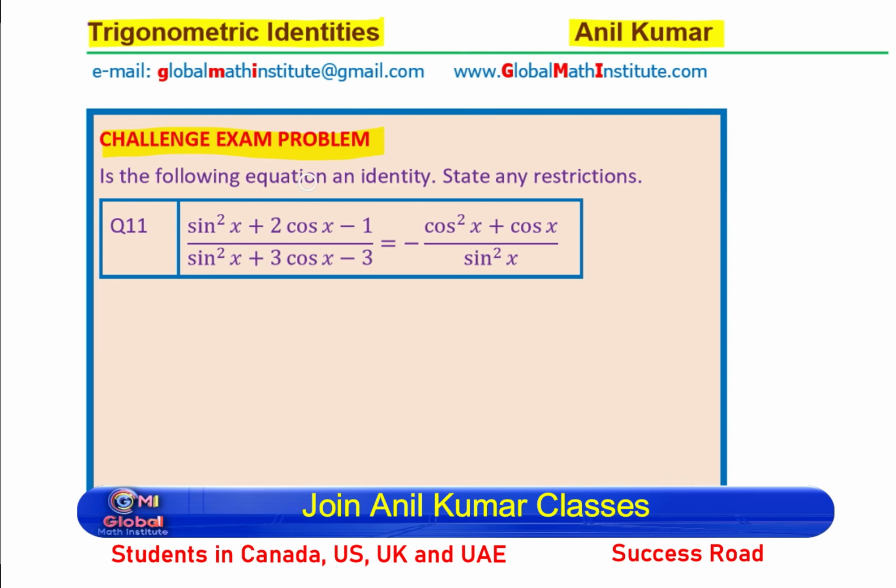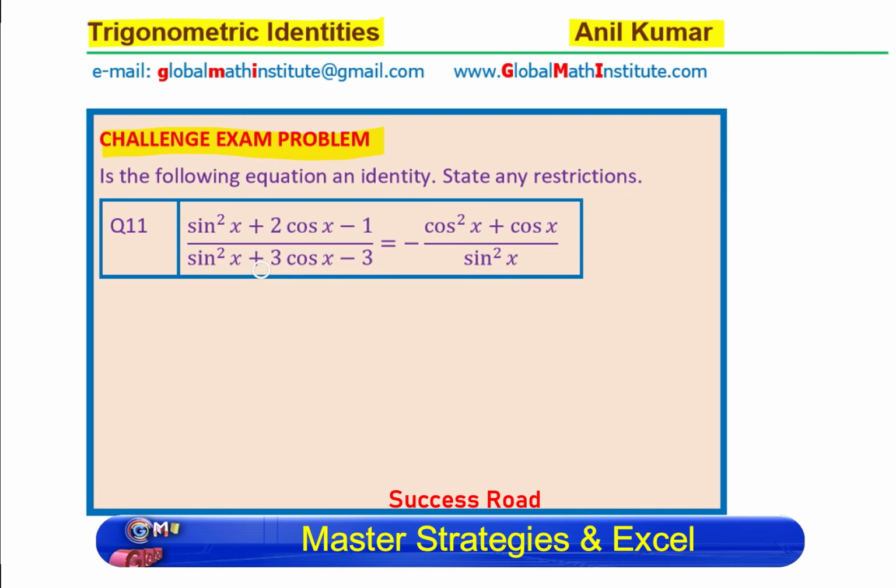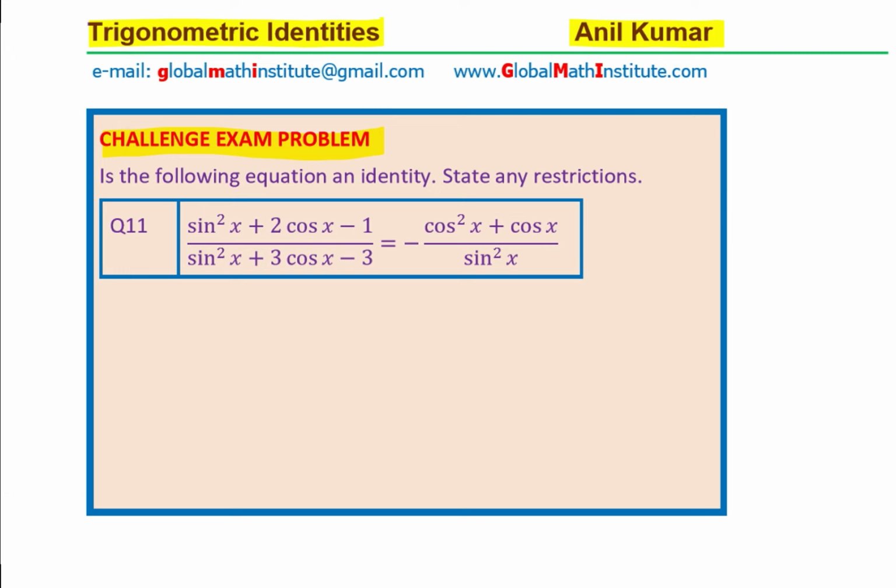Is the following equation an identity? State any restrictions. Well, the restrictions will be that the denominator cannot be 0. For that, you need to factor and figure it out. But let's begin with the left hand side to show that the left hand side is equal to the right hand side. If it is true, then it will be an identity. So, what is the left hand side equal to?